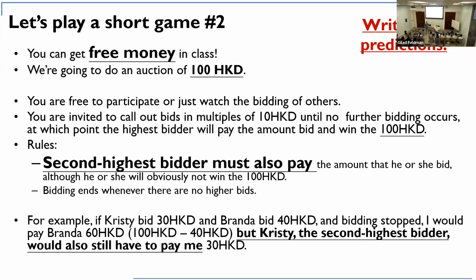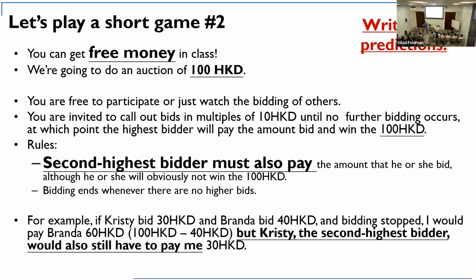Okay? Do you understand the rules of the game? So the second highest bidder still needs to pay. Do you go by taking 10 each time, or can we go directly? You can go directly, if you want to. But keep in mind that somebody might have some other strategy, right? So think about what your strategy is in order to win the 100 Hong Kong dollars. Think carefully, form your hypothesis, and make a prediction. We're going to start the bidding in 3, 2, 1.